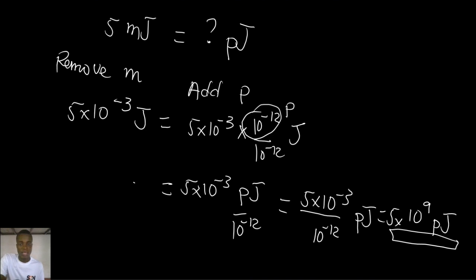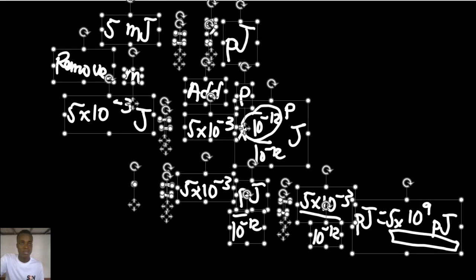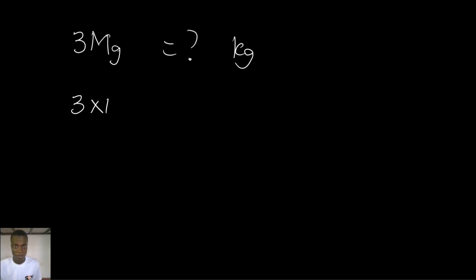Let's look at another one. The next one is 3 megagrams, converting it to kilograms. So we have to remove the m. If you remove the m, you are going 3 times 10 to the power, M is 10 to the power 6, grams. Then we are going to add the kilo. And the kilo will be what? 3 times 10 to the power 6.